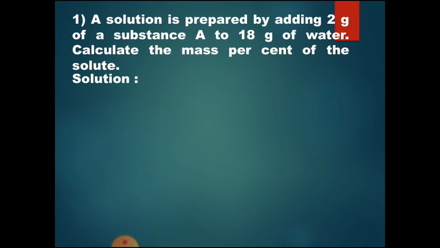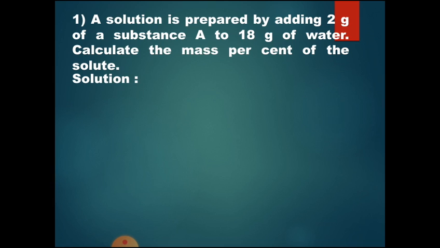Next, with a problem, we can explain the mass percent. See how the question is: a solution is prepared by adding 2 gram of a substance A to 18 gram of water, and calculate the mass percent of the solute. Now, which is solute and which is solvent here? A is the solute and it is 2 gram. The solvent is water. Now you have to find out the mass percent of the solute.